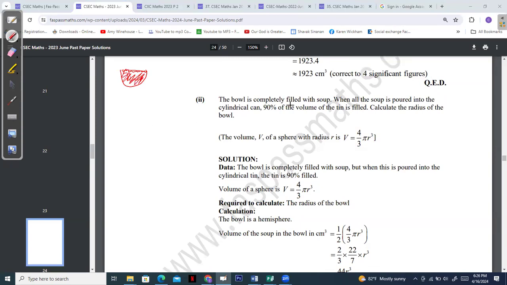They say when all the soup is poured into the cylindrical can, so I'm going to draw my can. And I can just put an arrow saying when all of this turns over here, 90% of the volume of the tin is filled. So I'm just going to draw a line and put 90% in here. Everybody following? Calculate the radius of the bowl.